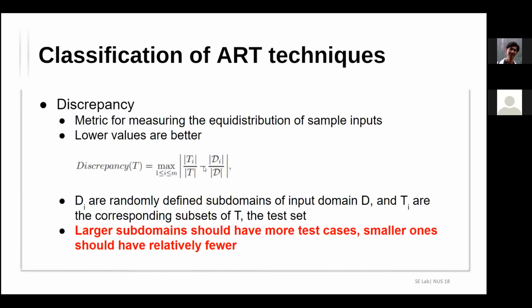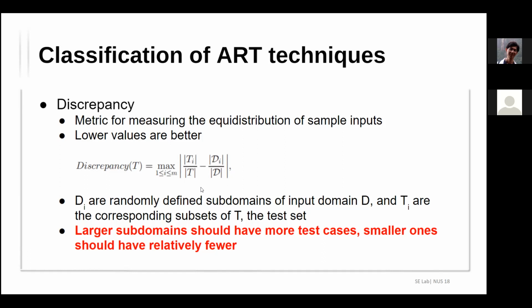Before we go into the classification, let me talk a little bit about the metric they use to classify how well distributed the sample inputs are. This is called discrepancy. And the lower the discrepancy, the better for a test set. How this works is that you have a measure of discrepancy by taking this value. The maximum here is taken over all possible partitions of the input domain into randomly defined subdomains.